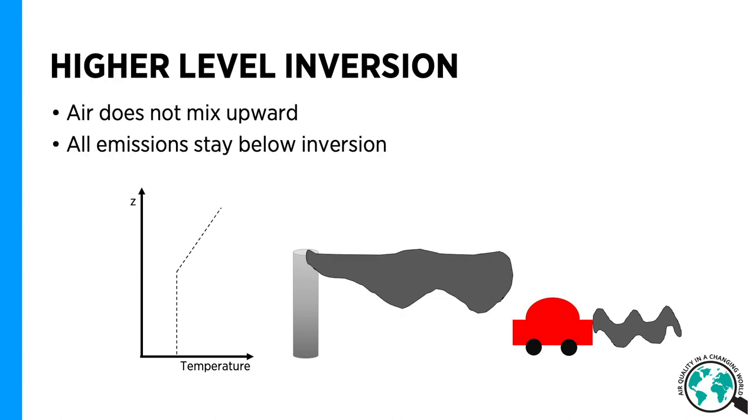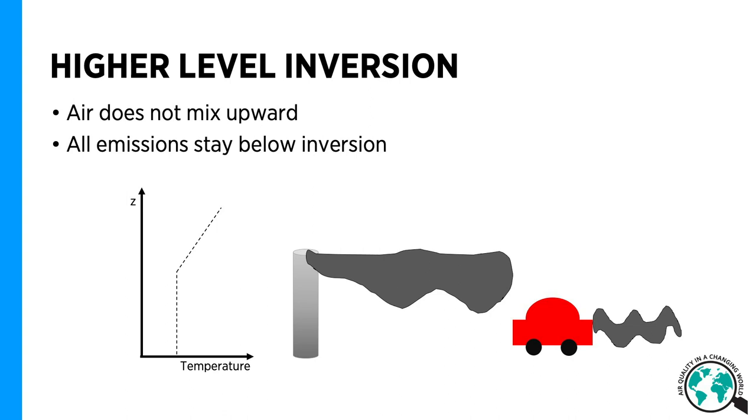Or we can consider a situation where you have a higher level inversion. In this case, close to the ground, you can have neutral or unstable structure of the boundary layer, and on top of that, you have a stable boundary layer. If both the elevated and ground level emission take place below this higher level inversion, it indicates that both of the emission plumes will be remaining close to the ground, making the air quality worse.